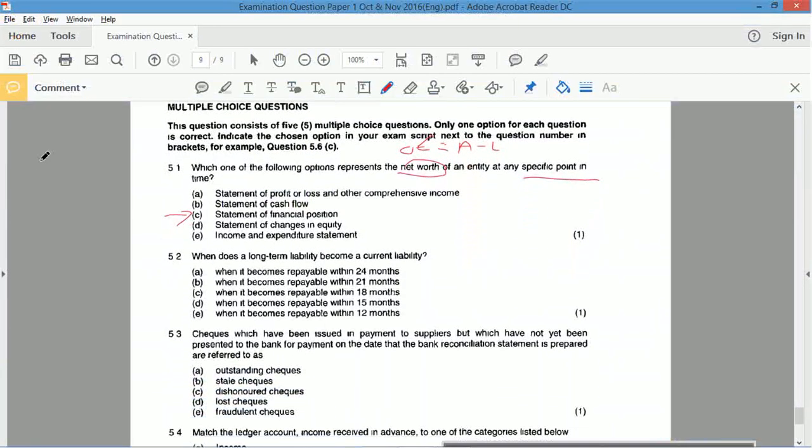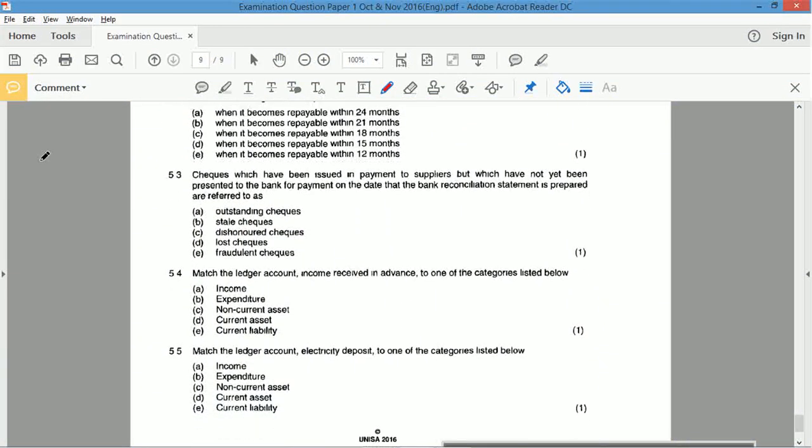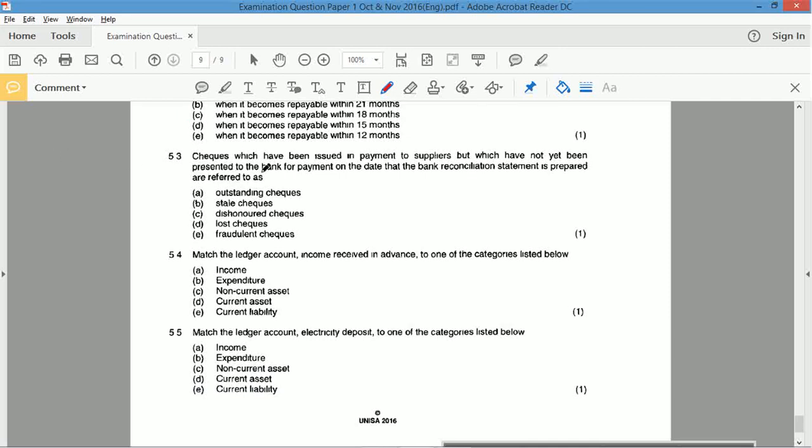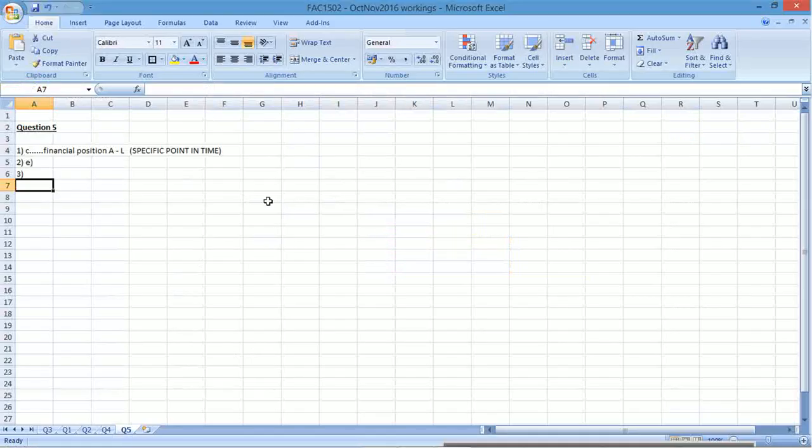Question 3. Checks which have been issued in payment to suppliers which have not yet been presented to the bank for payment on the date that the bank reconciliation is prepared are referred to as reconciling items. Checks which have been issued to suppliers but not presented to the bank for payment are outstanding checks. A.